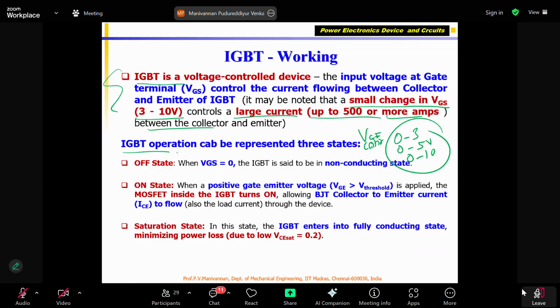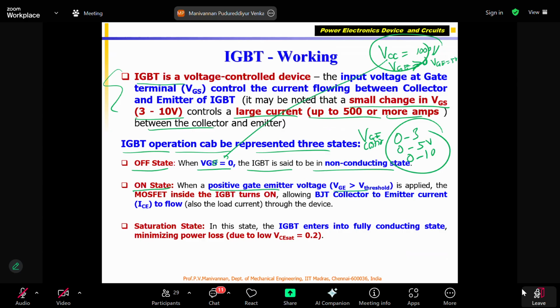IGBT operation can be represented in 3 states. One is called the off state. Off state means when the gate voltage VGE, or VG, is 0, the IGBT is said to be non-conducting, even though we supply VCC. VCC is supplied from emitter to collector, for example, 1000 volts, but my VG is 0. That is the off state, correct? VG equal to 0 means the IGBT will not work. If I want to switch it on, my VG should be greater than 0 volts. For example, VG equal to 5 volts. What will happen? Automatically, a positive gate voltage.